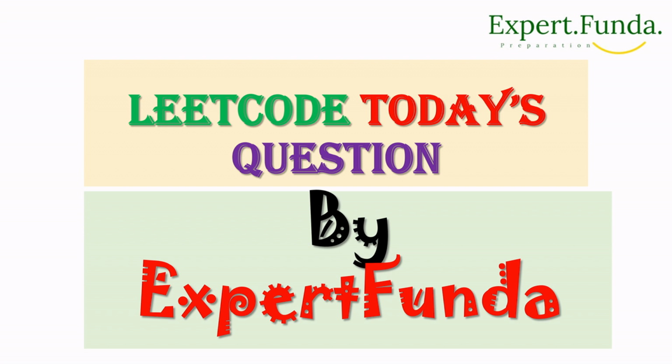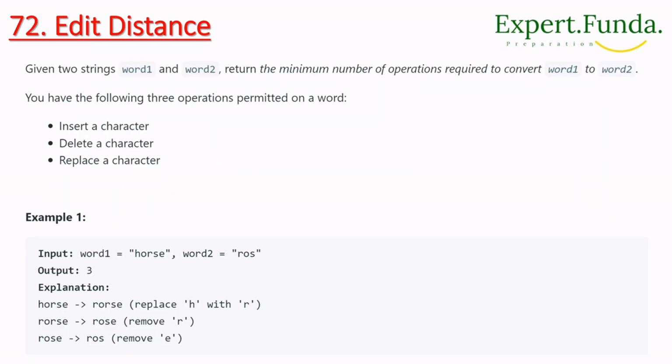So let's start and look at the question we have, which is LeetCode question 72, Edit Distance. Given two strings, word1 and word2, we have to return the minimum number of operations required to convert word1 to word2. You have the following three operations permitted: insert, delete, and replace. So either you have to insert, delete, or replace.